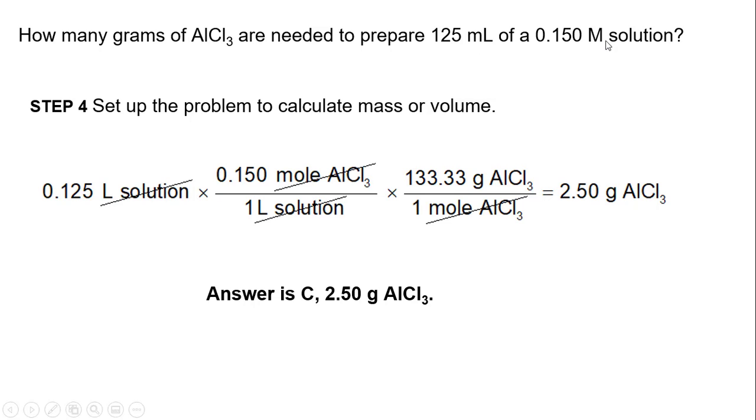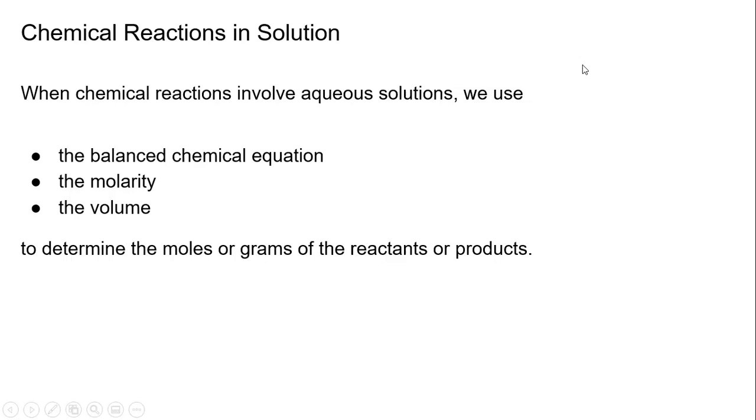Now we pull out the molarity and set it up as moles over liters of solution, and that will allow these to cancel out. Now you have moles, and with moles, you already know how to do molar mass. This gives us 2.50 grams of aluminum chloride. So if you had to weigh this out, you would weigh out 2.50 grams of aluminum chloride and add it to 125 mL of water, and that would produce this concentration of solution.